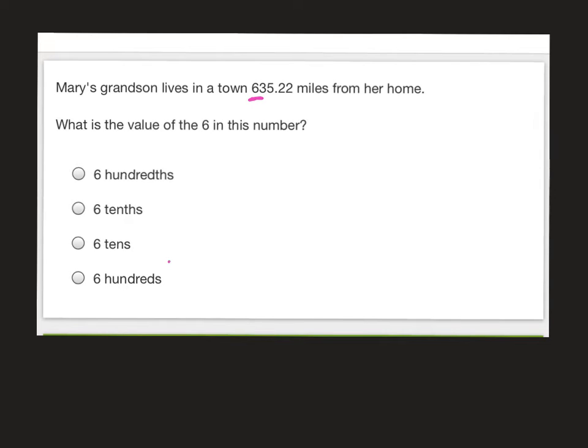So that means that it's representing 6 hundredths. Just remember, anytime you have answers with the THS, those would have to fall behind the decimal, and in this case the 6 is definitely in front of the decimal, so it's definitely in the whole part.